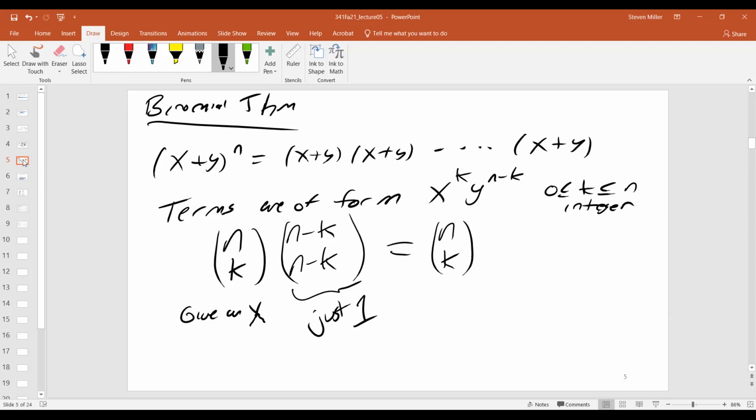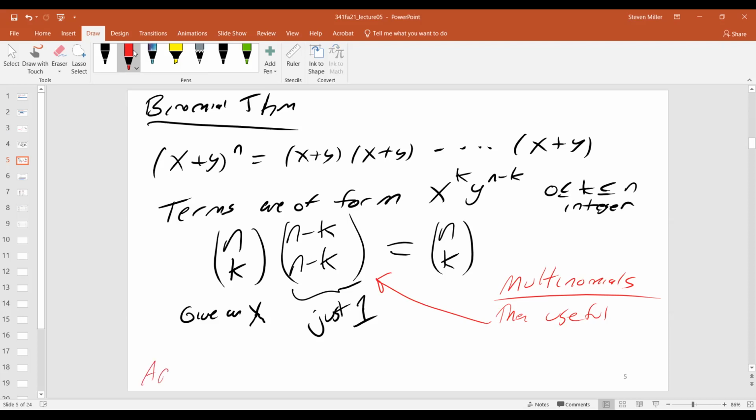One reason to write it is generalizations. So when we get to multinomials, then this will be useful. But what we're doing right now is not really that necessary. Okay. Any questions about this? So this is the binomial theorem.